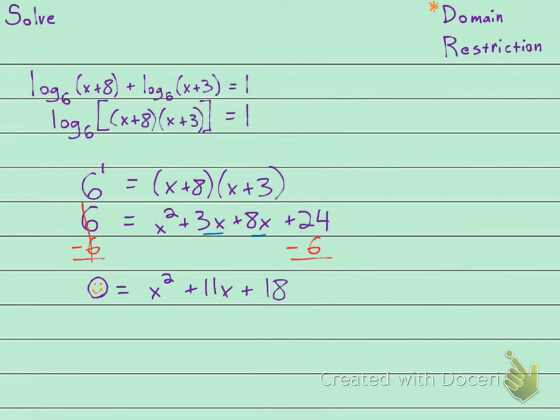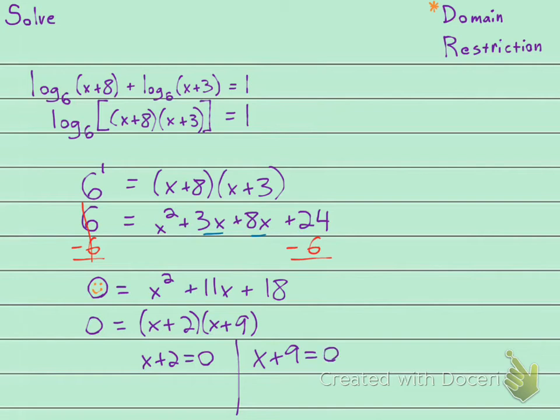Once we have it equal to 0, we can factor the right-hand side. x and x, 2 and 9, plus and plus. And then we can set both of our factors equal to 0. If this was 0, the whole thing's 0. If this was 0, the whole thing's 0. So x plus 2 equals 0, and x plus 9 equals 0. Solve those two linear equations to find x equals -2 and x equals -9.